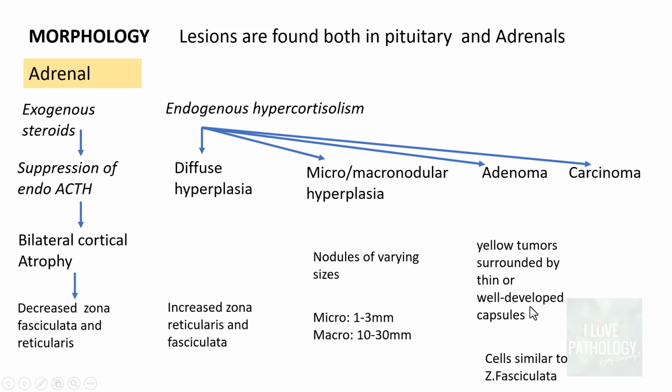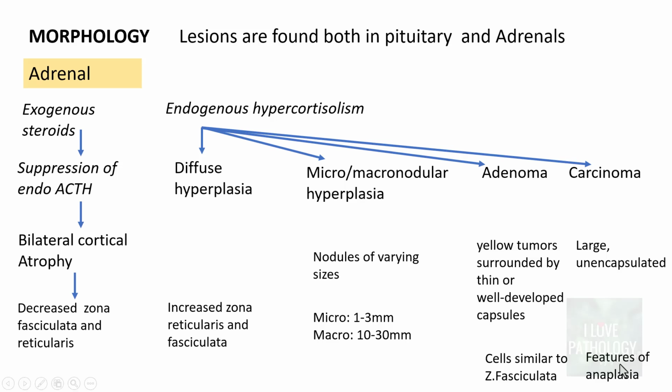By definition, a benign tumor has a capsule, right? So an adenoma has a capsule, is a yellow tumor, and the tumor cells just look like normal zona fasciculata cells. Whereas carcinoma is the larger one. It just tells you all other features of malignancy. They are large, unencapsulated, invasive tumors.